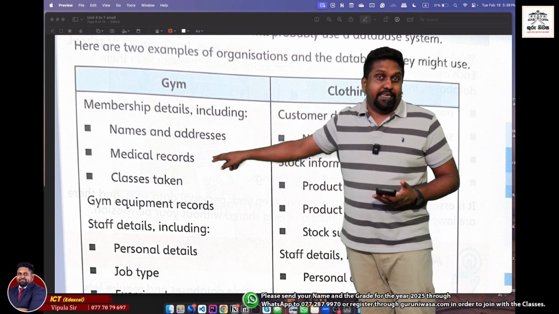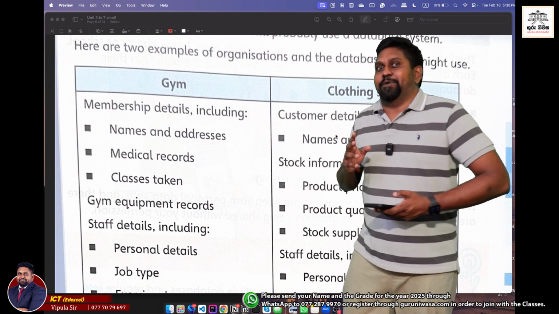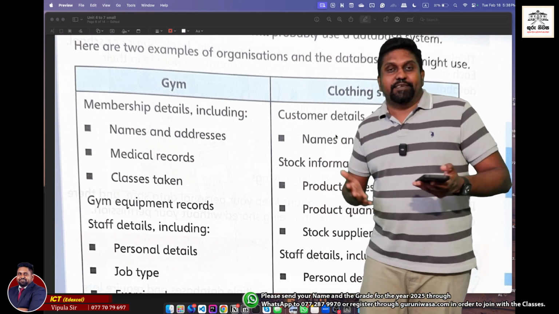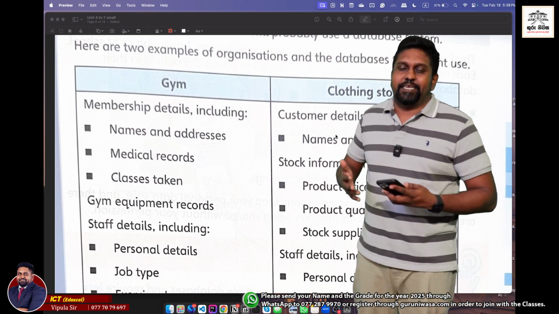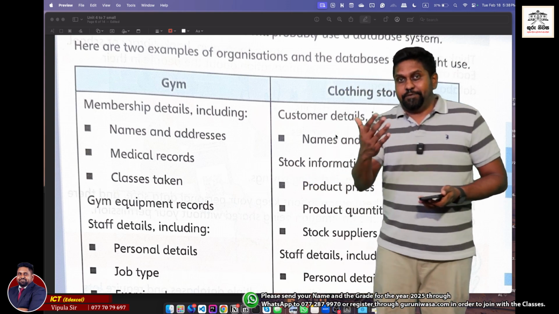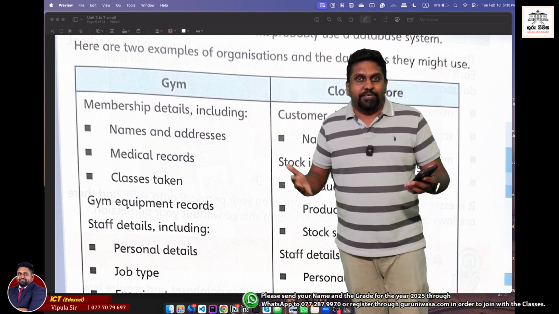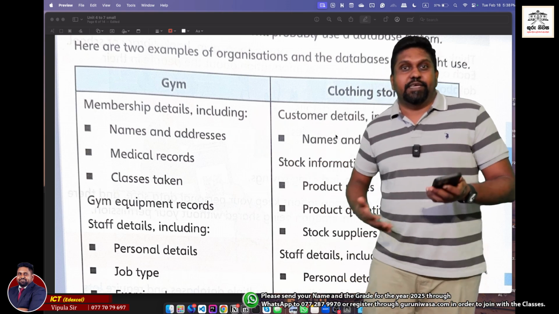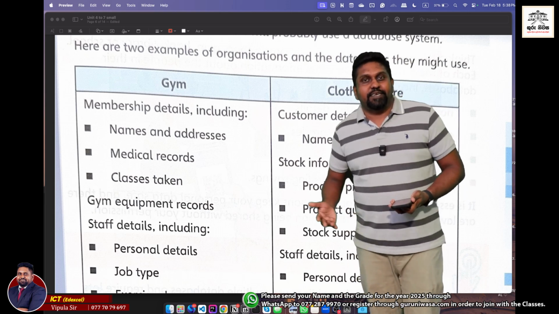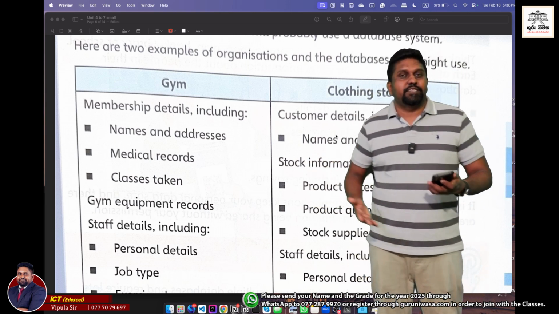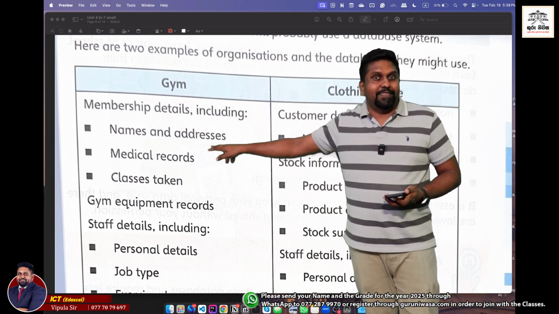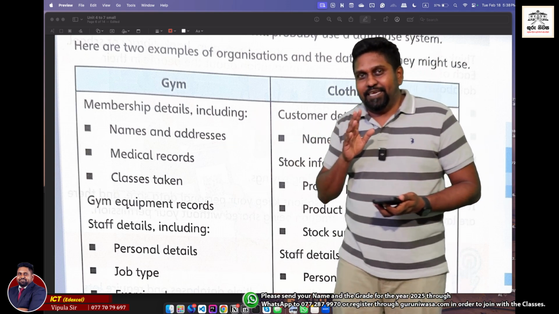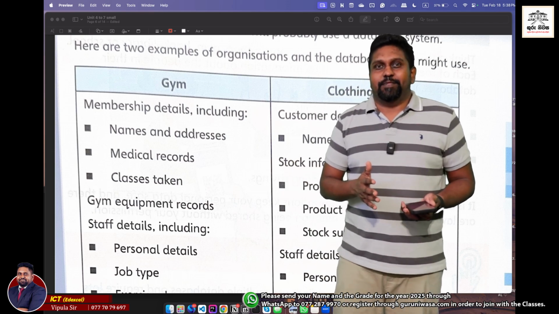Then medical records, really important, because let's say if you have some sort of a medical condition, and if you go to a gym and you work out there and you get into some sort of an injury, because there are people who have different injuries, right? You have to clearly tell them what you have, and that information must be clearly recorded as well, right?